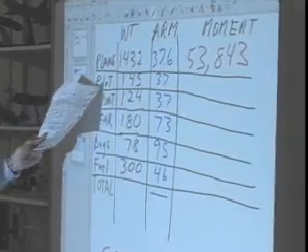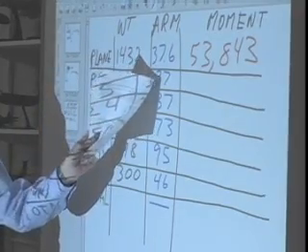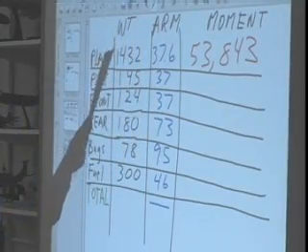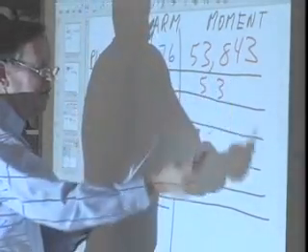Okay, in our case today, the pilot, who weighs 145 pounds, is sitting at the 37-inch point in this particular airplane. That gives him a moment arm of 5,365.